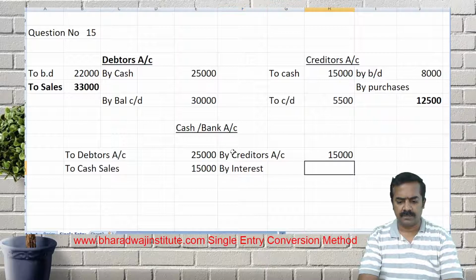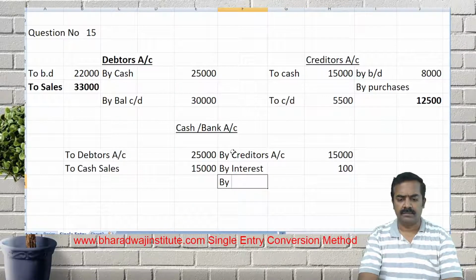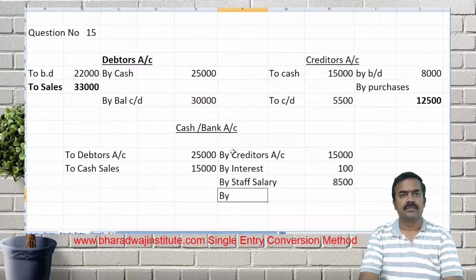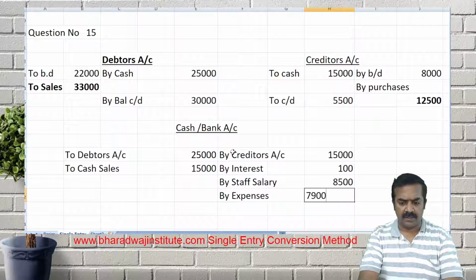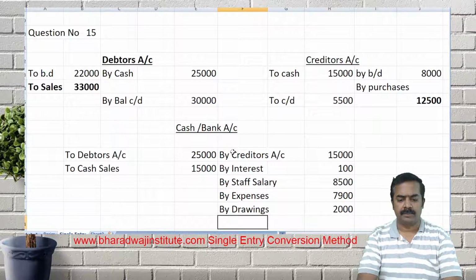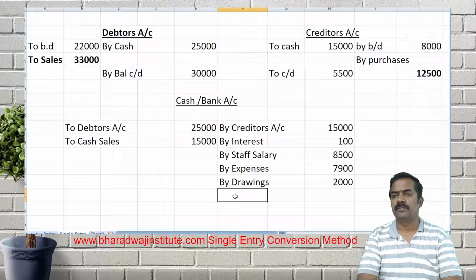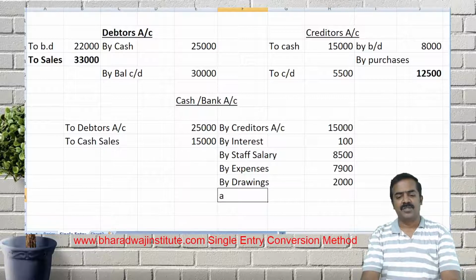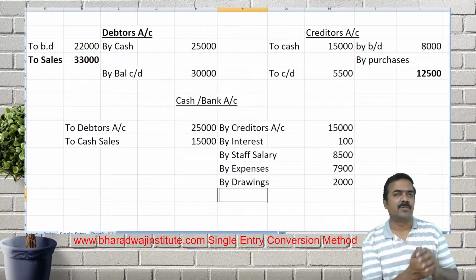Then interest charges 100. Then staff salary 8,500. Other business expenses 7,900. Then drawings 2,000. Then what else? Commission is calculated while preparing final accounts. So it is not paid during the current year. Now when we prepare the P&L account, we calculate the commission.